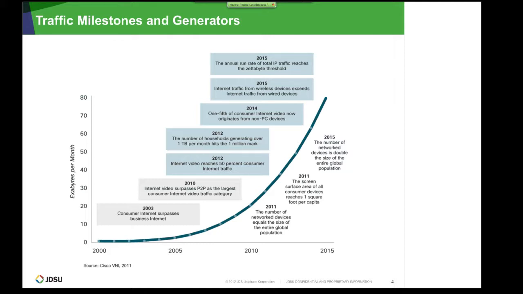In 2015, what are the expectations? Internet traffic from wireless devices exceeds internet traffic from wired devices. It means in 2015, within 1.5 years roughly, the traffic from mobiles, gently saying, will even be larger than data communication through the PCs connected to the fixed lines.